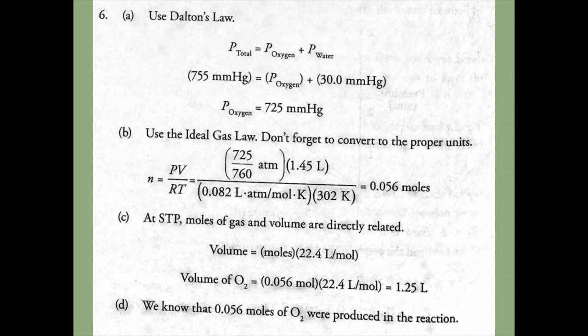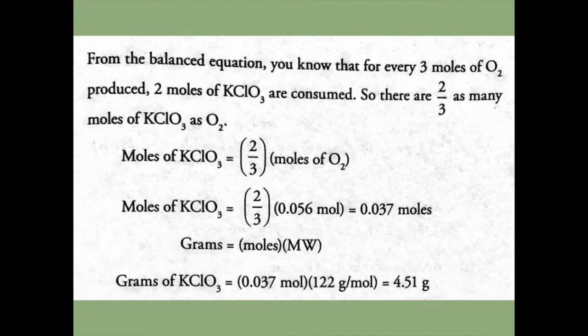Next, it asks, what was the mass of KClO3 consumed in the reaction? Well, I know my moles of oxygen, so I'm going to use my mole-to-mole ratio. For every 3 moles of oxygen, I have 2 moles of potassium chlorate. That gives me 0.037 moles. I don't love their setup. I would use the stoichiometry that we've always used.